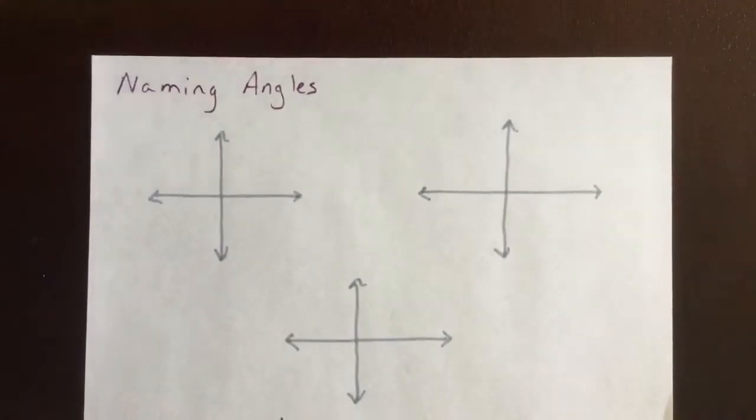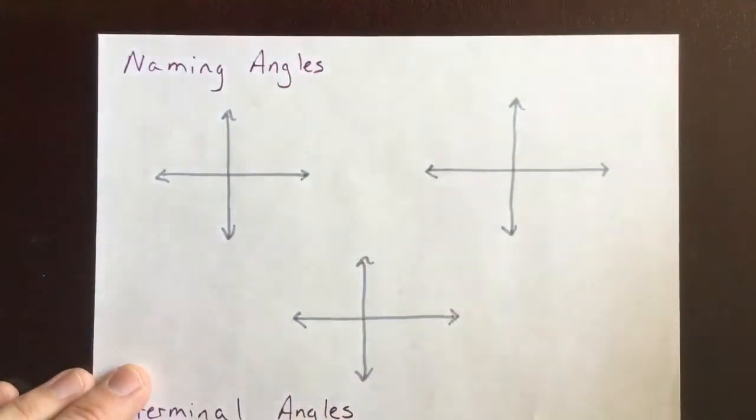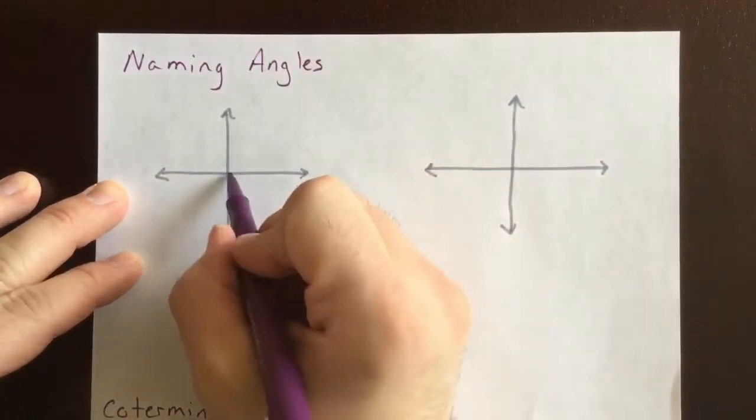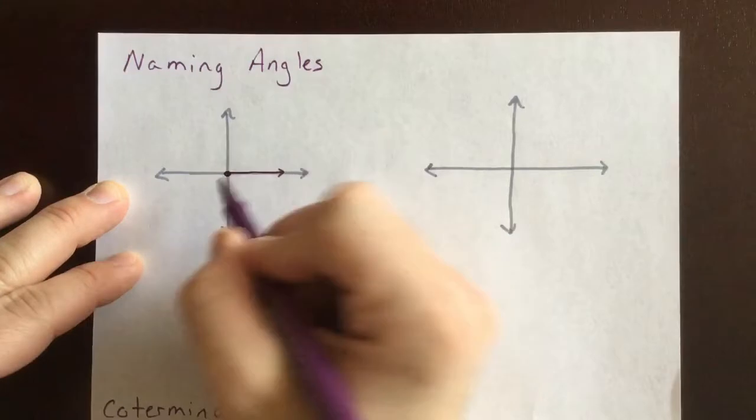So let's say we want to name some angles. So let's say we want to name, okay, you have this angle measure.